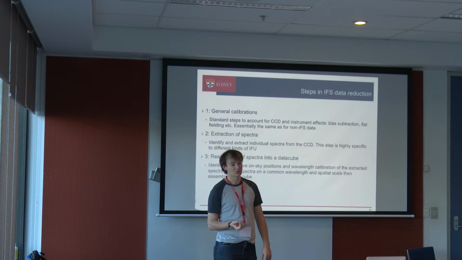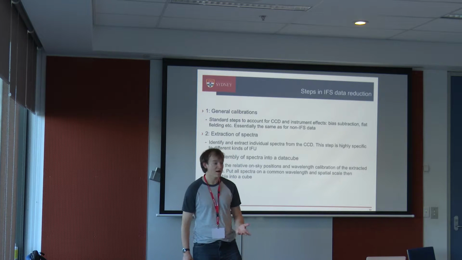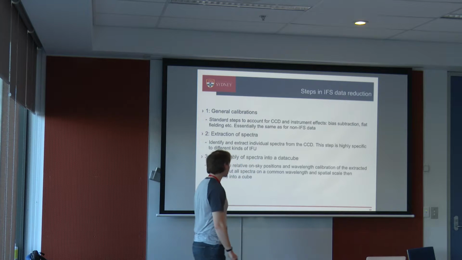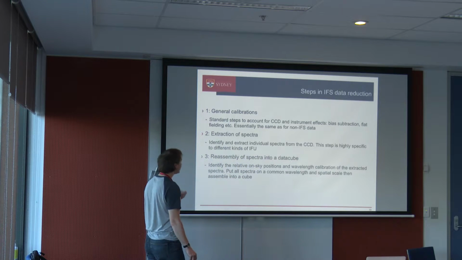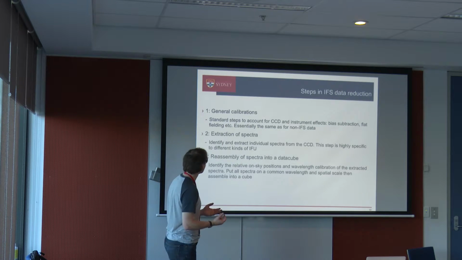Your CCD does not convert every single photon it receives into an electron. It doesn't do that uniformly across the CCD. The general kind of flat fielding, bias subtraction, those kind of things that you probably talked about in earlier parts of the week. I will cover those briefly, but those are non-IFU specific data reduction steps.